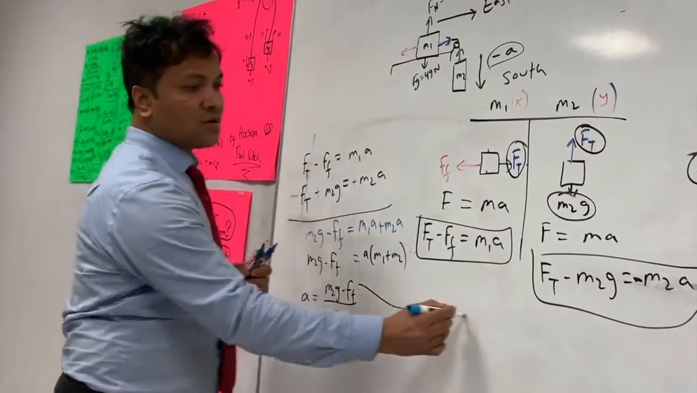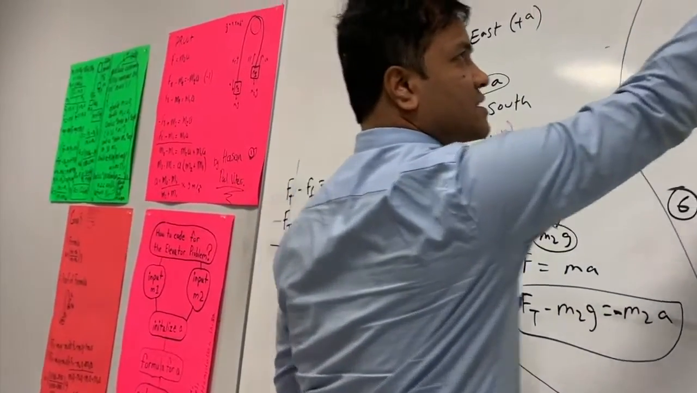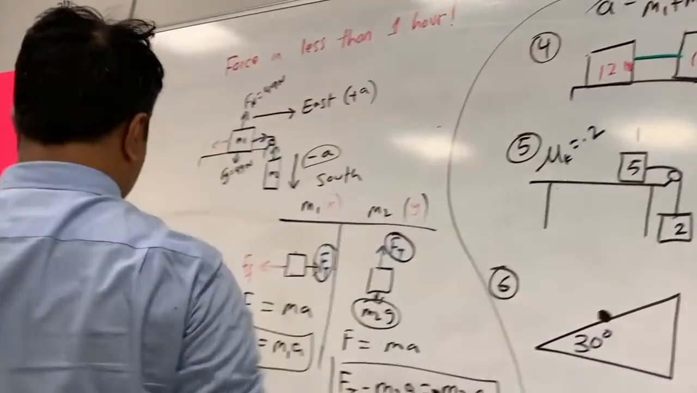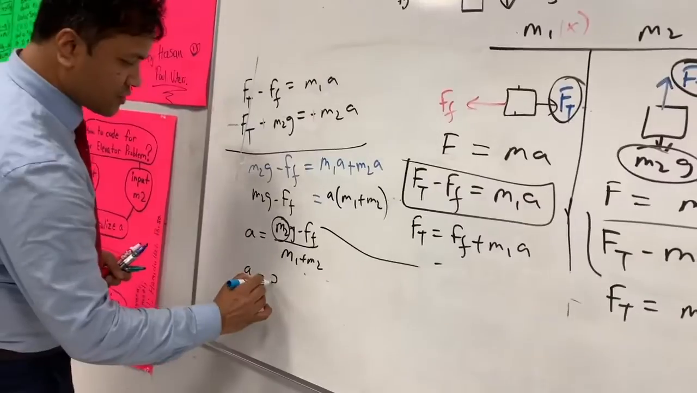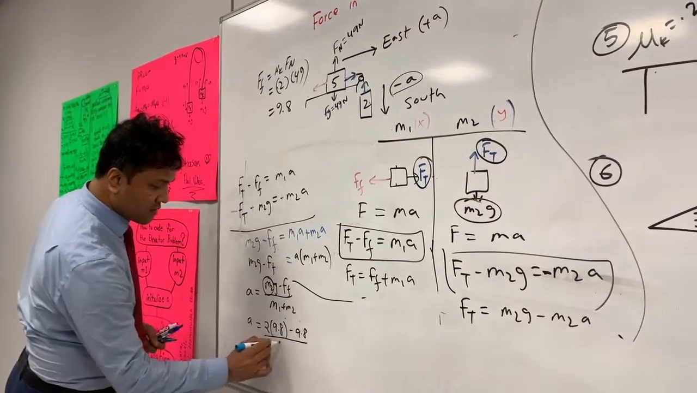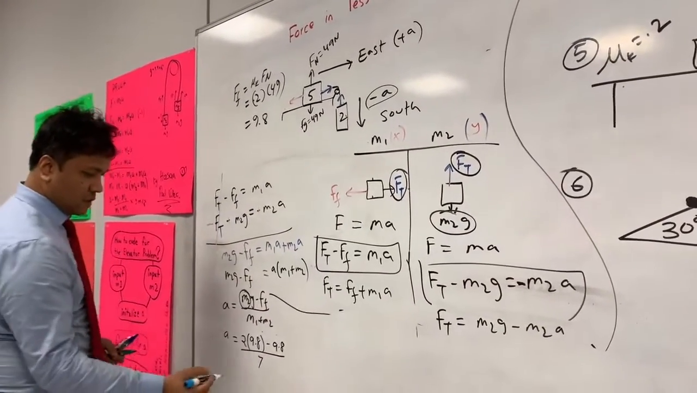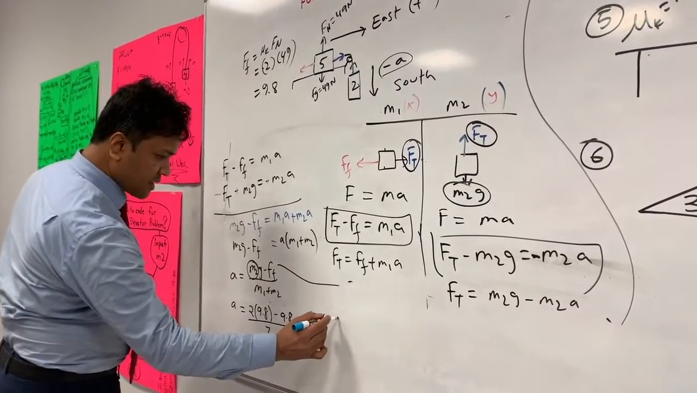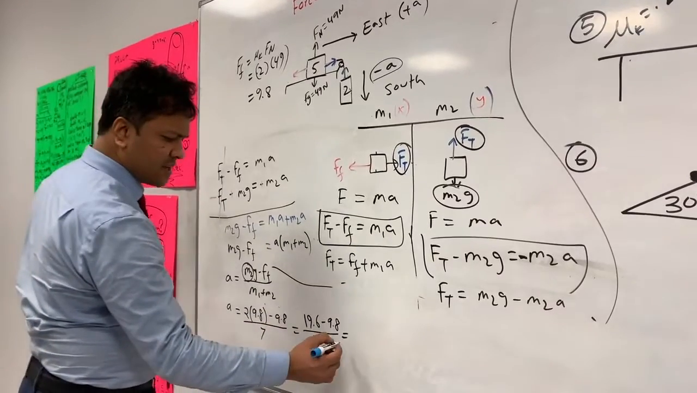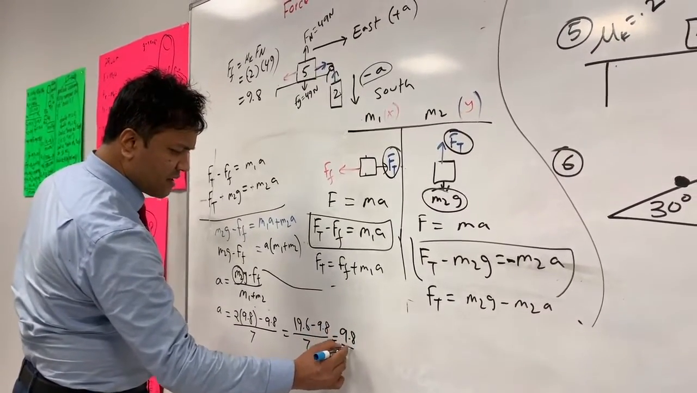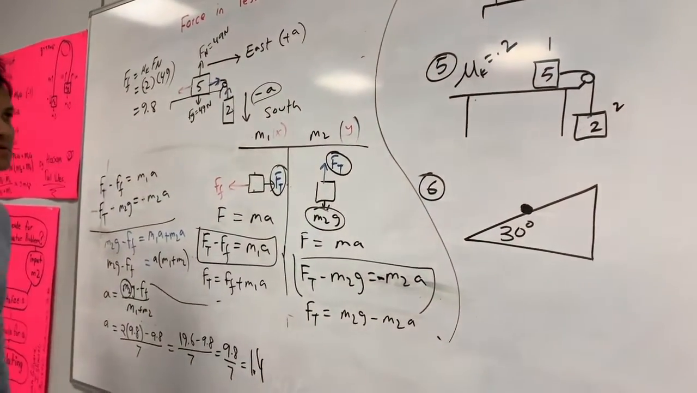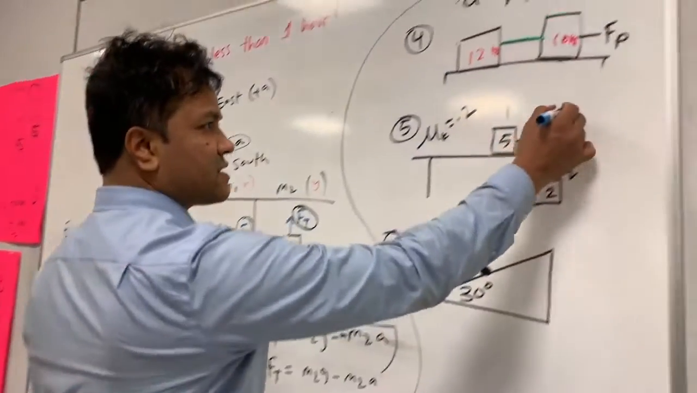So I will solve it for a, because that's what we do to get the acceleration: M2g minus Ff over M1 plus M2. This equation is a whole lot like the previous equation, except for the friction, because we considered no friction over there. So acceleration is 2 times 9.8 minus Ff, which is 9.8, over 7. 7 is because 5 plus 2. So 19.6 minus 9.8 is 9.8, right? Divided by 7 is how much? 1.4. So acceleration is exactly 1.4.